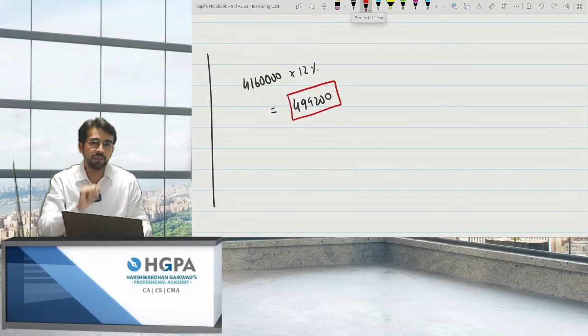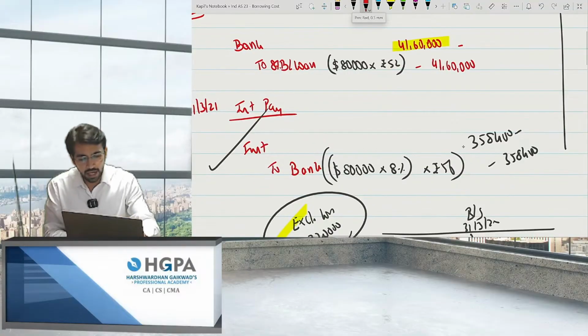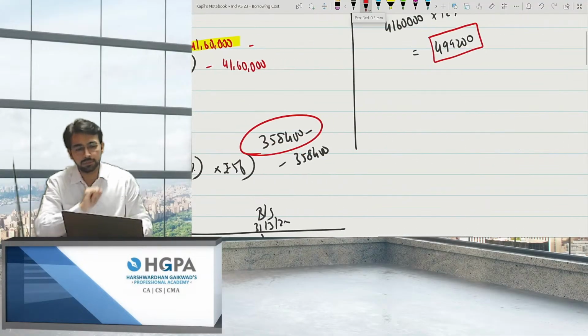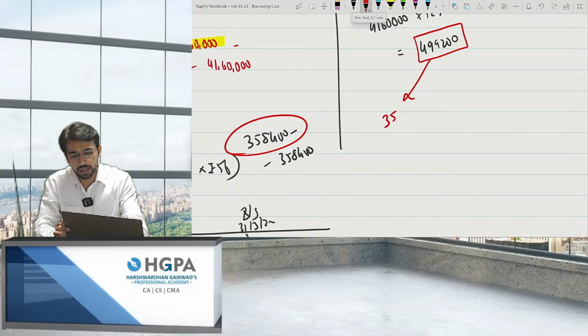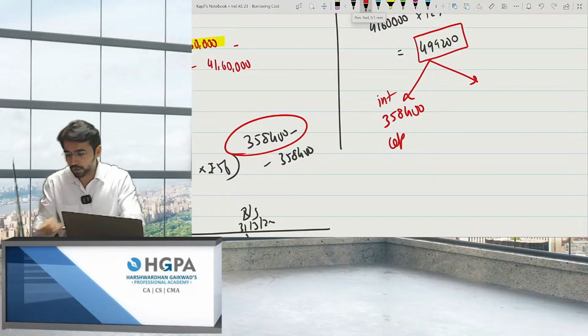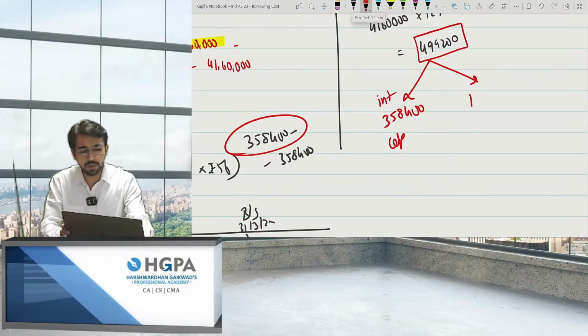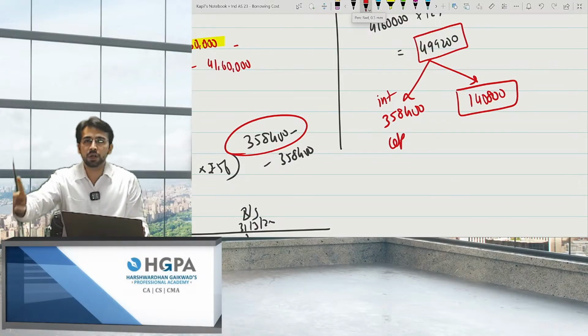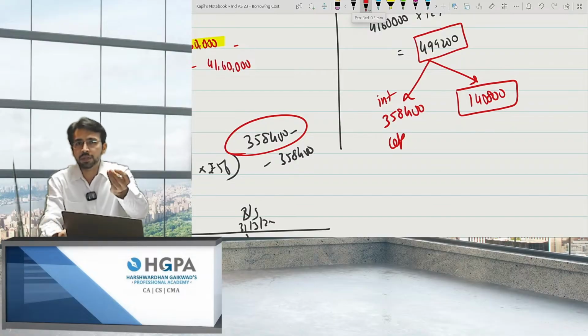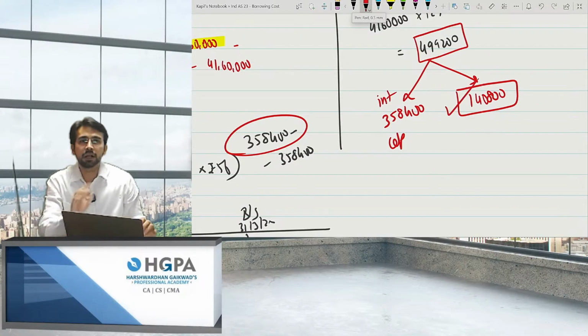Okay, what is the amount of interest you capitalized? You will say I have capitalized only 3,58,400. Okay, so 3,58,400 you have capitalized. Already interest capitalized, right? What is the balance amount? 4,99,200 minus 3,58,400, so the balance amount comes to 1,40,800. I will tell you, out of the exchange loss, I will give you an option to capitalize the loss, not to P&L, but to capitalize it.